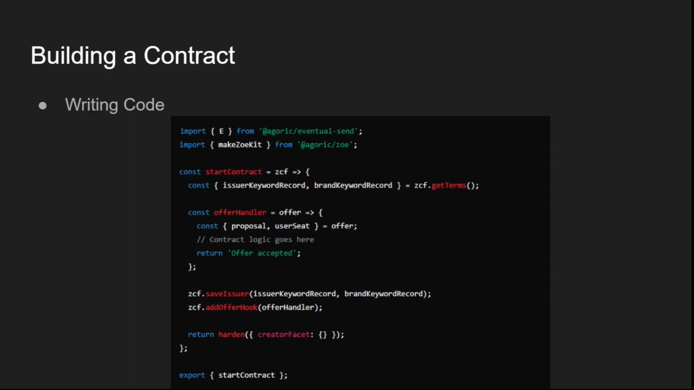The first step in building a smart contract is writing the code. This involves defining the contract's logic, terms, and handlers. You'll use JavaScript, enhanced with Agoric's libraries, to write your contract. Start by defining the contract terms and the main functions that will handle the core logic.